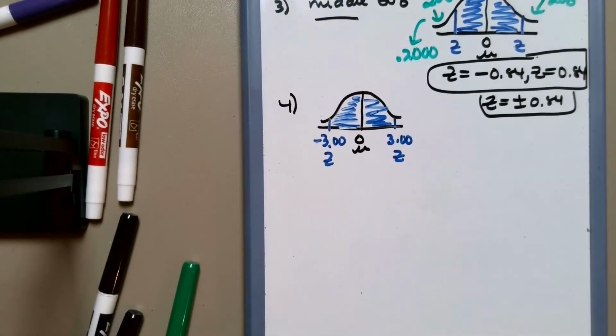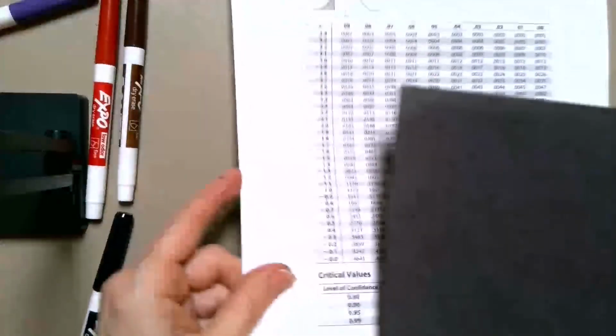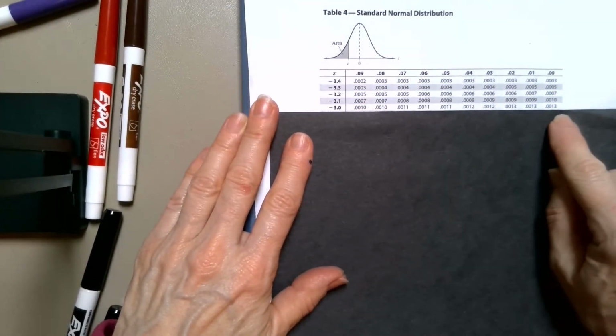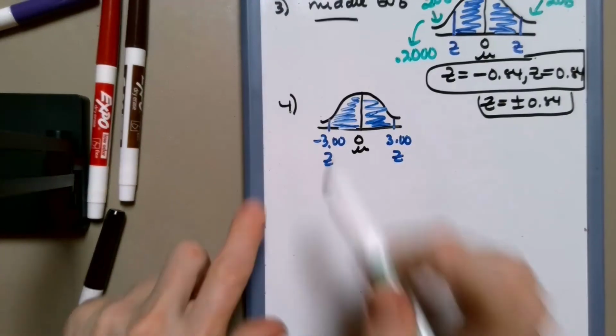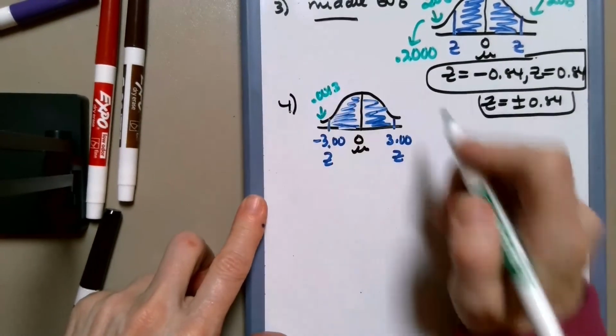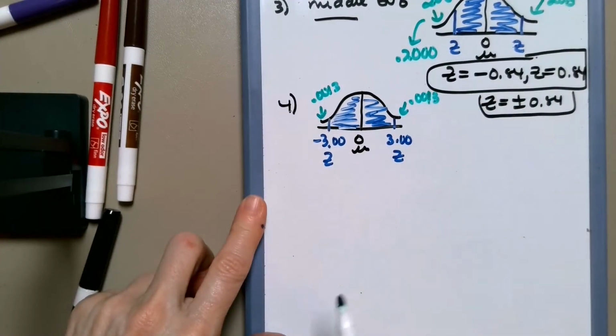If I look up negative 3.00 on the negative z side, row negative 3.0 and then down to 0 hundredths, I get this area, 0.0013, which is the area in the left tail. Because of symmetry, I know that the right tail is the same, 0.0013.